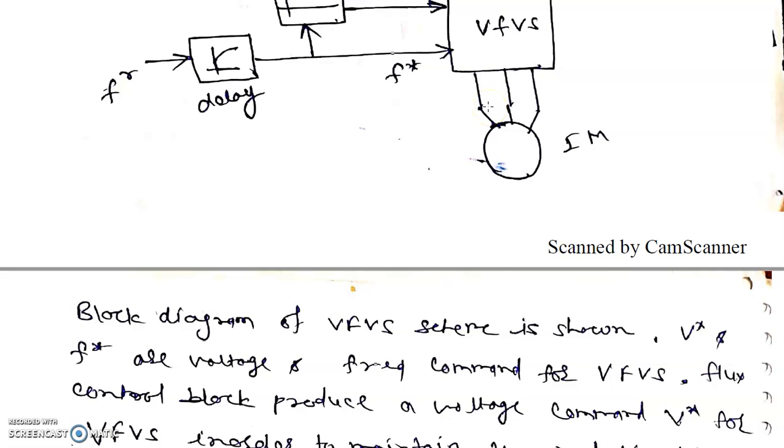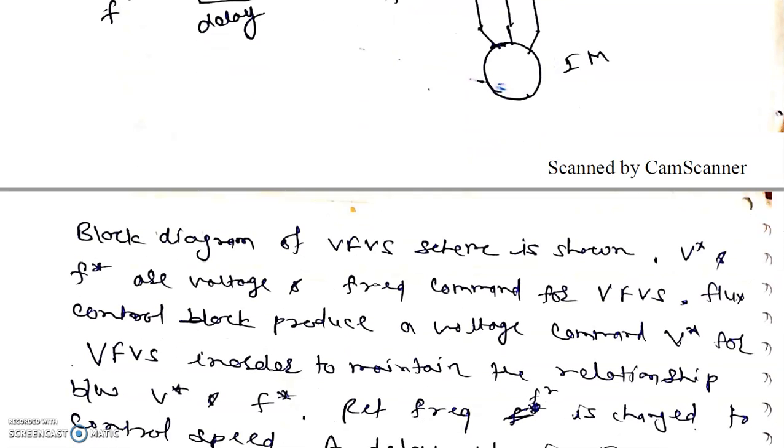It produces a voltage command V star for the VF VS block, and FR is the reference frequency. By controlling this FR, we can control the speed of the induction motor using this VF VS block.